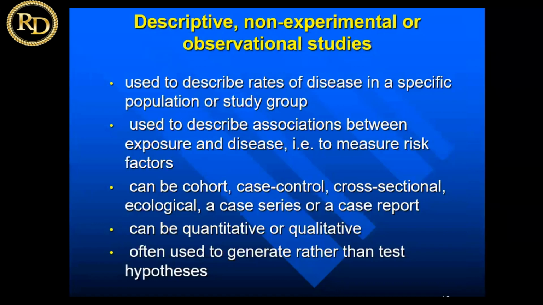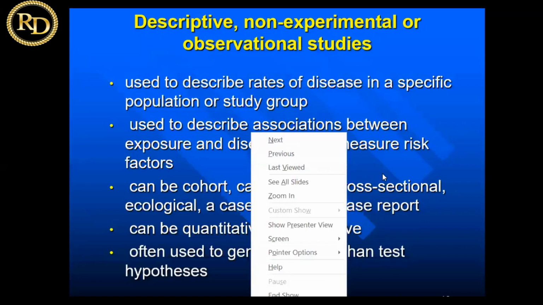To study the risk factors, we have analytical studies. Here we are actually measuring the risk factors and describing the association. It can be a cohort study, a case control, a cross-sectional, ecological, a case series, or a case report. It can be quantitative or it can be qualitative. It is often used to generate rather than test the hypothesis.